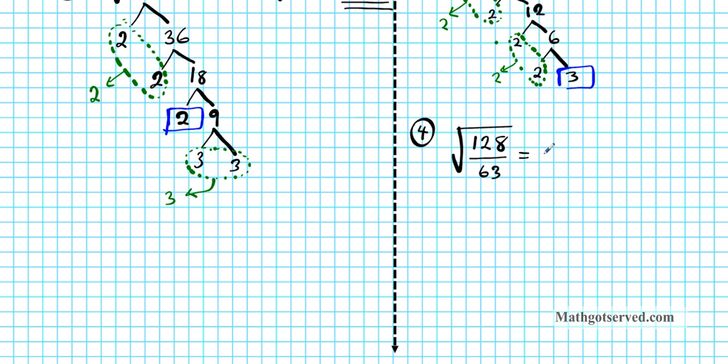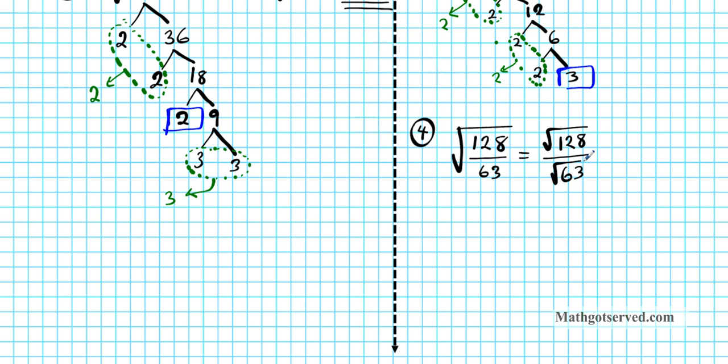So what we're going to do is separate the radical into the numerator and the denominator. So it's going to be the square root of 128 divided by the square root of 63. Okay? Now the radicands are no longer fractions, but we left one violation and ended up in another violation. The violation here is that you have a radical in the denominator, and that's not acceptable.